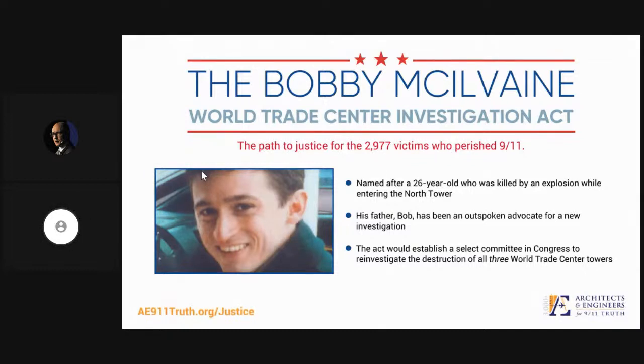You can actually write in your full address, and it will generate an email to your representatives in Congress. You can also call them on the phone. No one's stopping you from doing that. And one thing that happens when you do that is they still have to make a note of what you talked about. If they get a lot of calls saying that you want the congressman to look into the Bobby McIlvaine Act and look into the evidence from AE 9/11 Truth, that gets passed on to them.